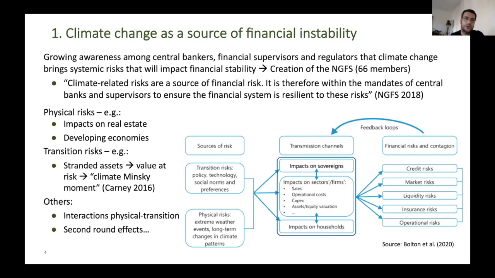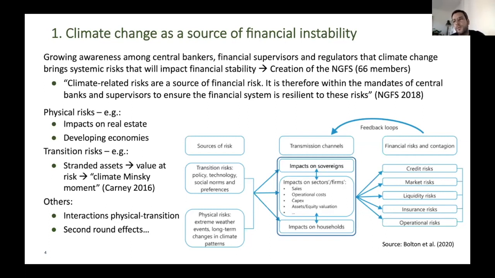And then you have the second type of risk, which is transition risk. Transition risk basically relates to the idea that if we wanted to avoid the physical risk I just mentioned, we need an immediate and very rapid, very strong transition toward a low carbon economy. And that raises a bunch of risks related to policy, carbon prices, technology, social norms, and so on. And most of the literature here has focused on the topic of stranded assets.